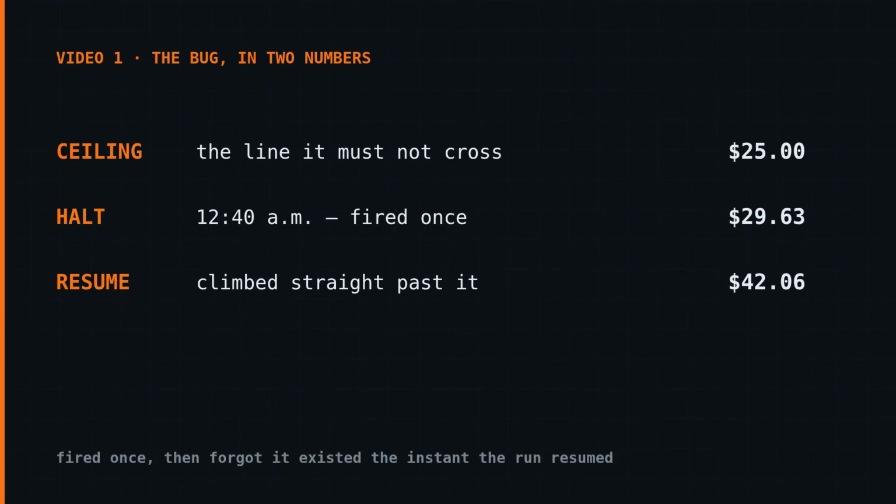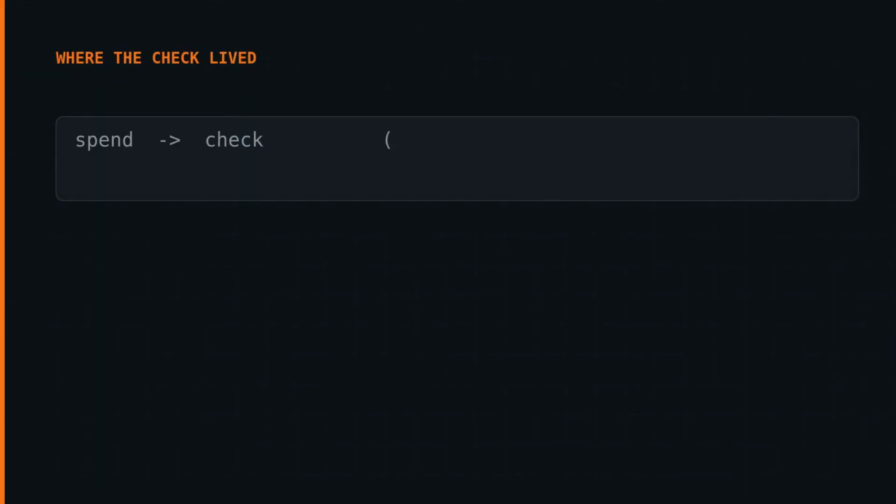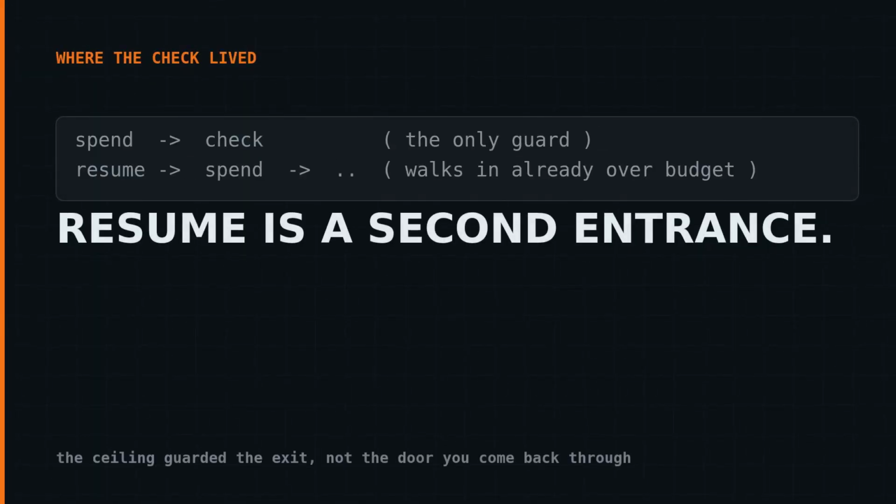The total climbed $35, $32, $39, $67, $42.06, straight through the $25 line it had just stopped on. The guardrail fired exactly once, halted the run, paged a human, and then forgot it existed the instant the run came back to life. Two numbers, a ceiling that held and a resume that didn't. So why does a working ceiling forget itself? Because of where the check lived.